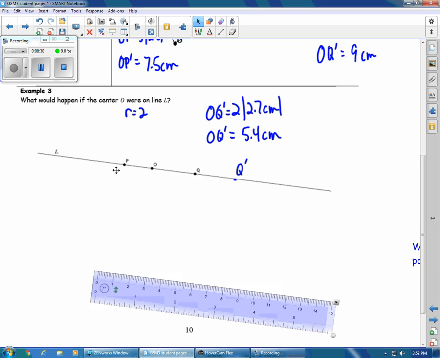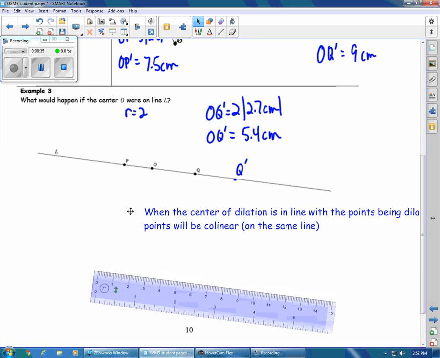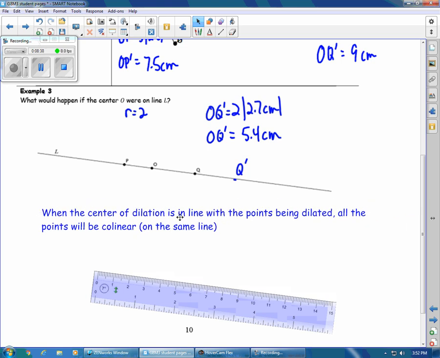What do we call it again when something's on the same line? We learned it last module. Collinear. Okay? So when the center of dilation is in line with the points being dilated, all the points will be collinear or on the same line. Same thing will happen with P. If we measure OP and we have P prime, it's going to be out here. And what's going to happen when your scale factor is 2, whatever this measurement is going to be twice as long. So this length, OQ, is going to be the same length as QQ prime. Hope that didn't just confuse you.